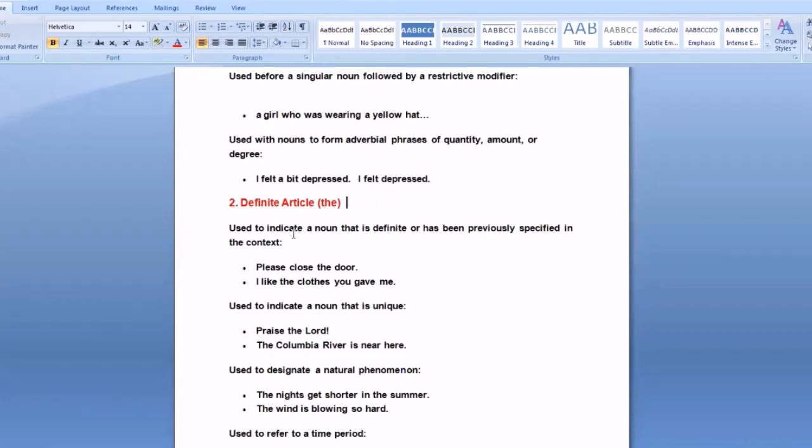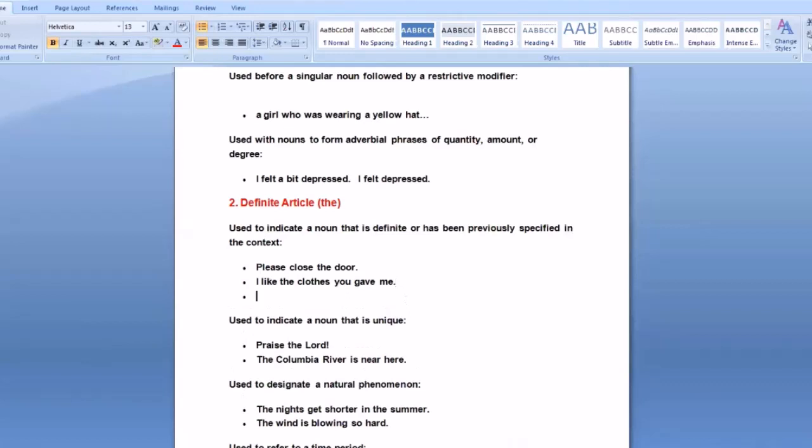Where do you use the definite article? The definite article is used to indicate a noun that is definite or has been previously specified in the context. Please close the door. I like the clothes you gave me. Okay, now we are talking about certain clothes, so we will use the definite article. And if a noun has been mentioned once, and it is mentioned again, then we will use the definite article with it. Okay.